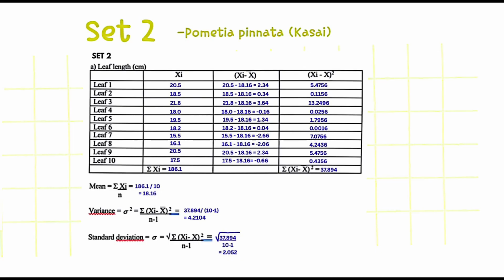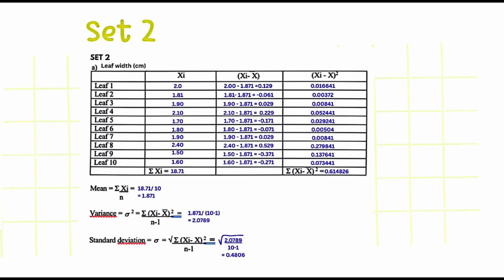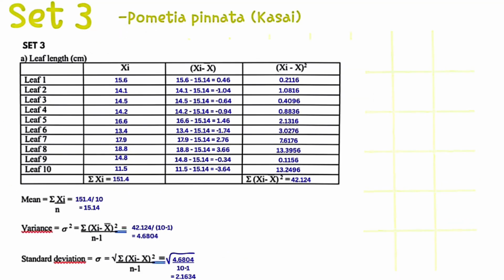Next for set 2, the mean of leaf length is 18.16 cm, the variance is 4.2104 cm and standard deviation 2.052 cm. For leaf width of set 2, we got mean of 1.871 cm, variance of 2.0789 cm and standard deviation of 0.4806 cm.